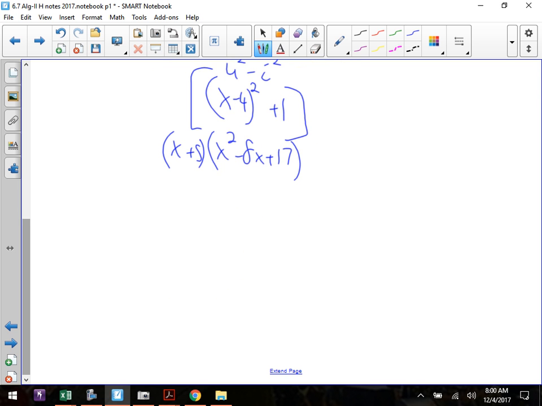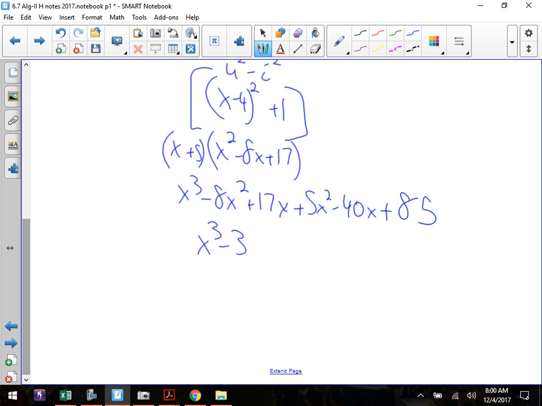And then distribute out through 5. Plus 5x squared. 585, I believe. Yes. There you go. And there's your polynomial of least degree.